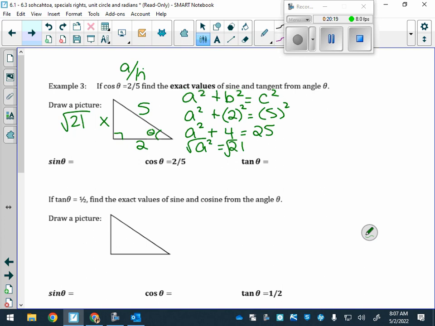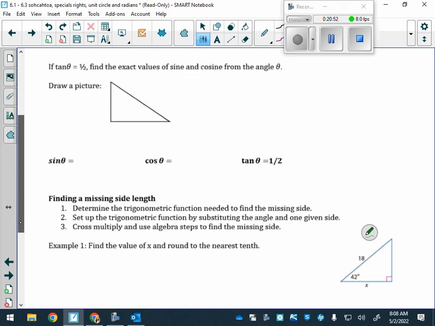Can you find the missing trig ratios? Sine and tangent? Go right ahead. All right. Looking at the sine of theta. Camilla, what do we have? Good. Square root of 21 over 5. Excellent. The tangent, Liam. Good. Square root of 21 over 2. Excellent.